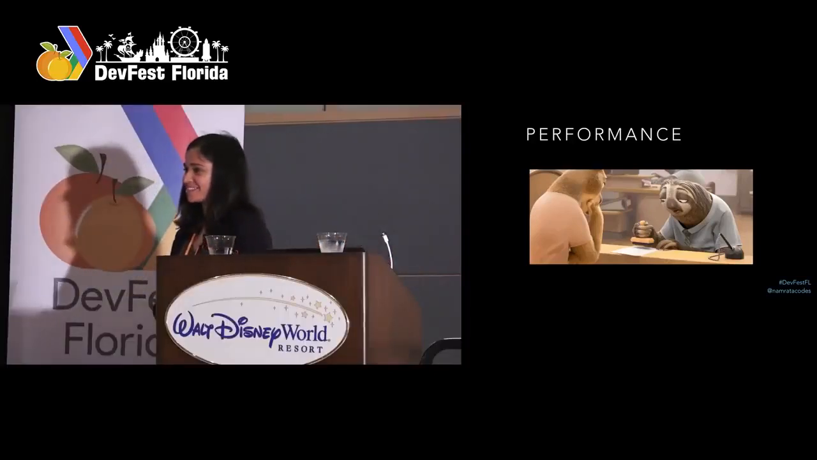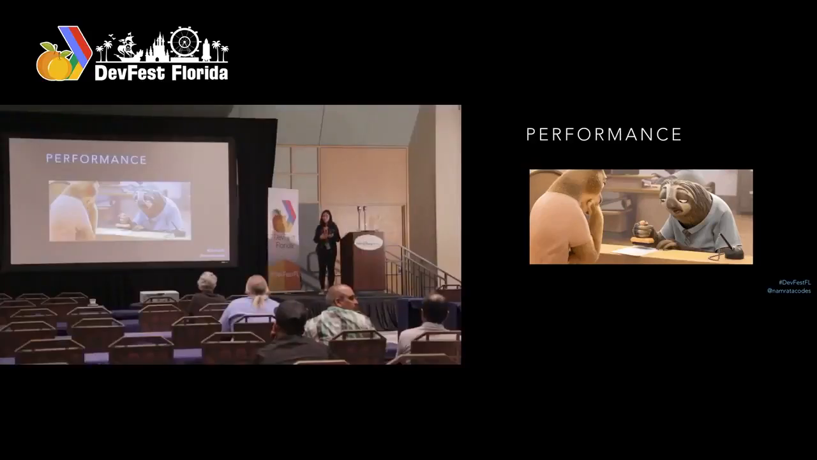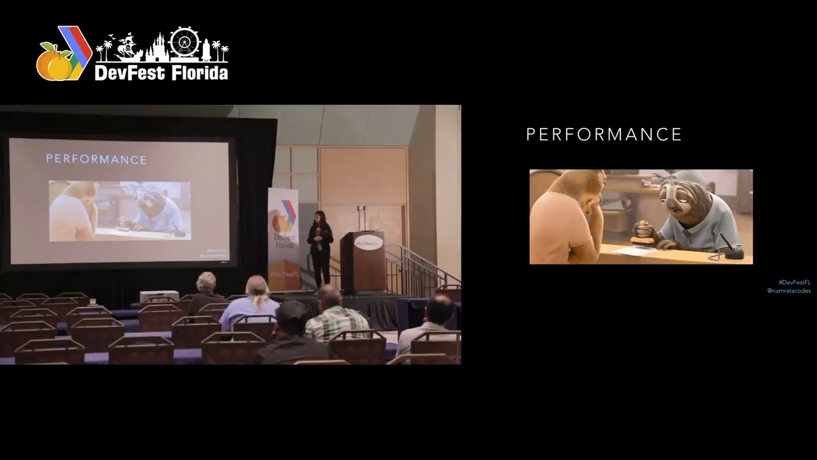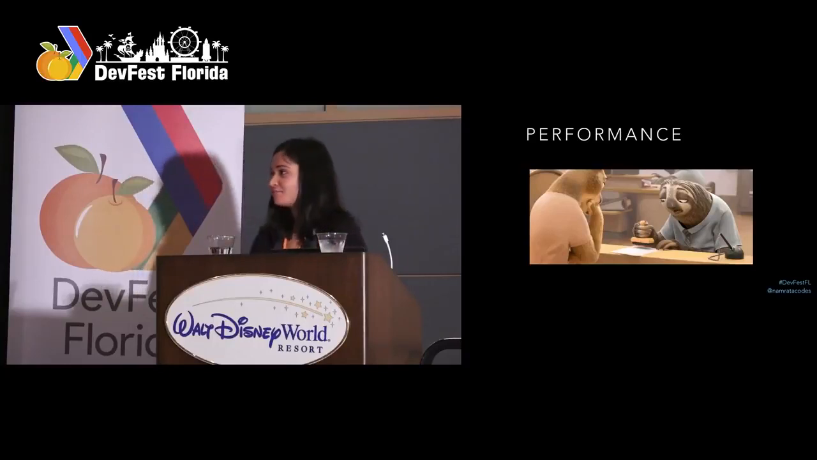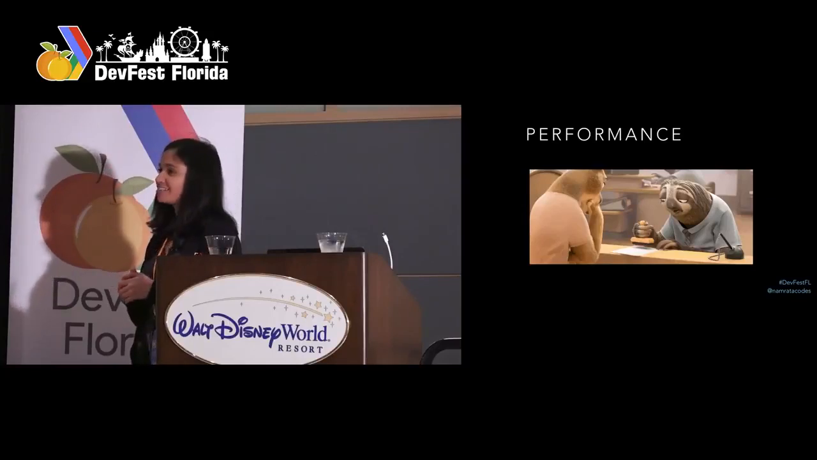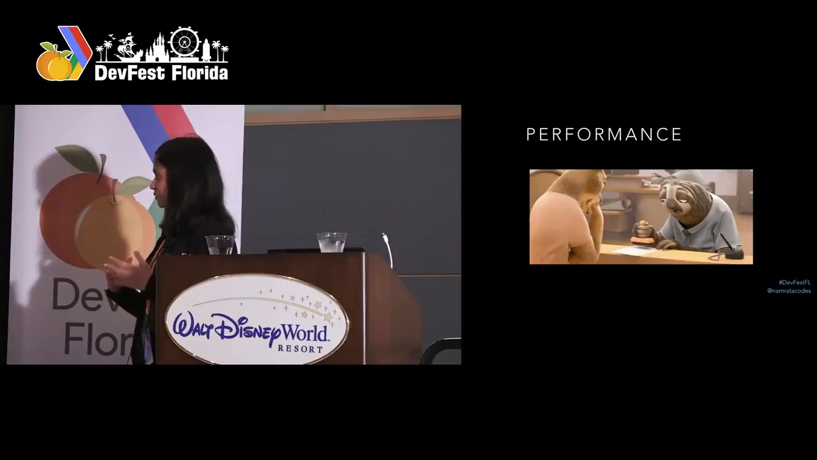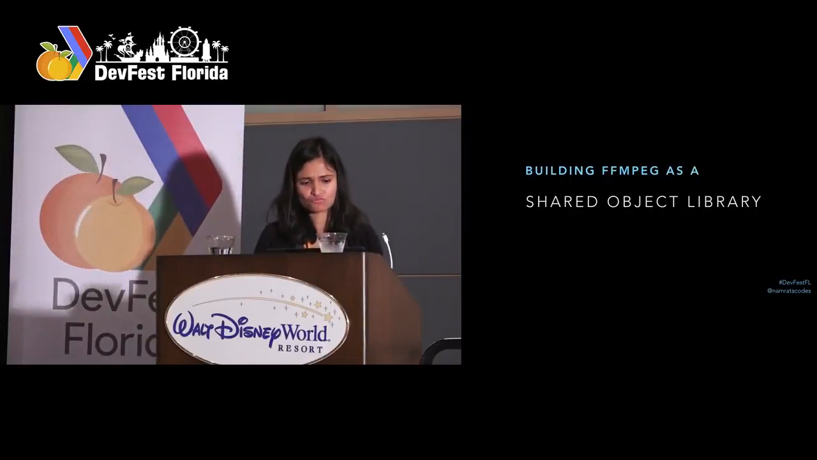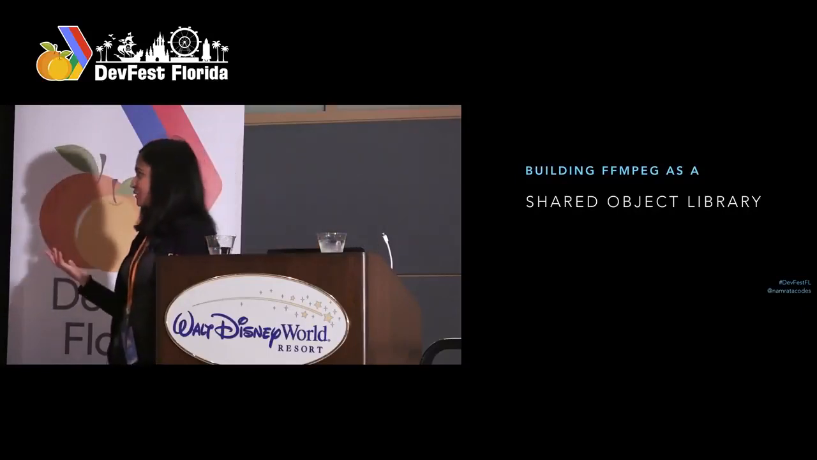So let's talk about the performance with this method of executing FFmpeg as a separate binary in a shell process. When I would share any GIF in the WeatherGIF app, it would take forever, about 15 to 20 seconds, to share it to Instagram. And I think this GIF from Zootopia depicts it really well. And I feel the basic issue was that it was spawning a new process every time, and that would make the app less performant. So I started exploring the other way of building FFmpeg, that is to compile it as a shared object library.